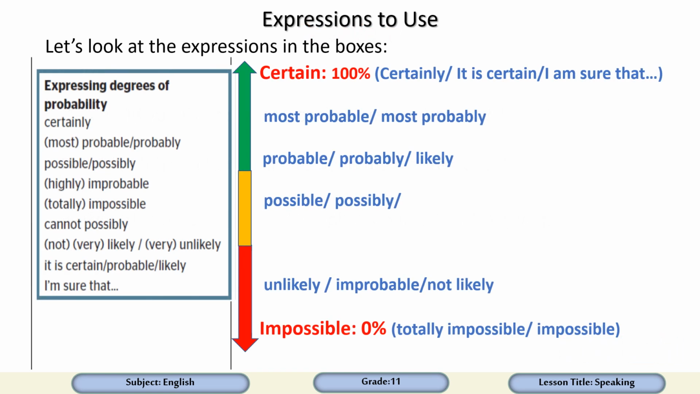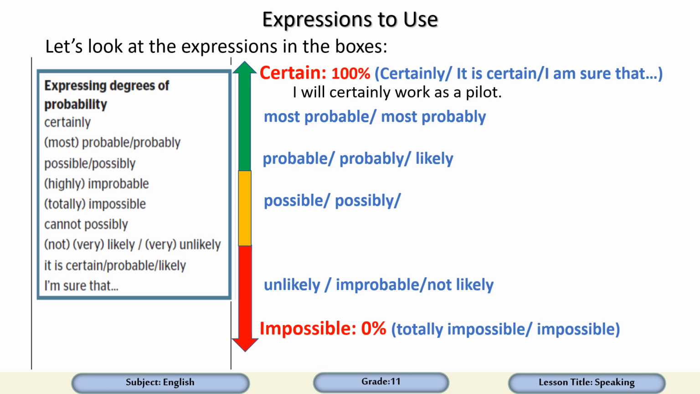To answer these questions, you need to use some of the expressions from the boxes we've seen before. Let's start with the first box, expressing degrees of probability. If you are 100% certain that something will happen or that you will do something, you can use expressions such as certainly, it is certain, or I am sure that. For example, I will certainly work as a pilot.